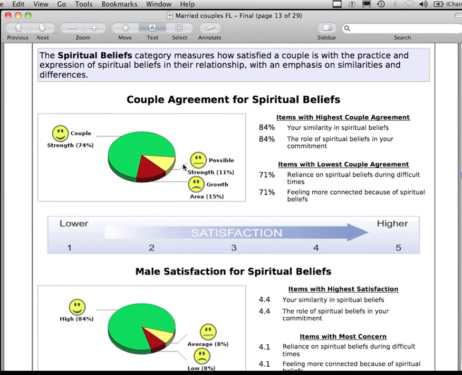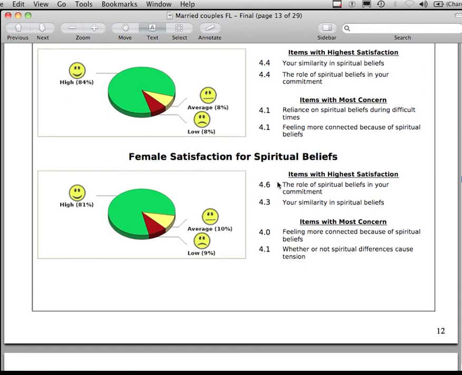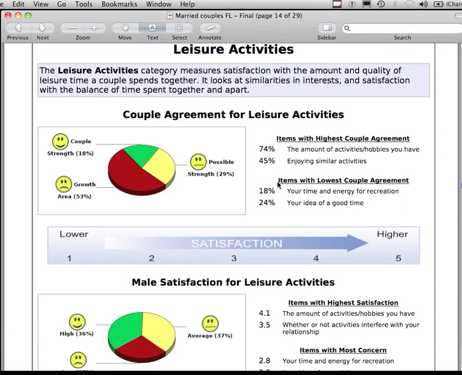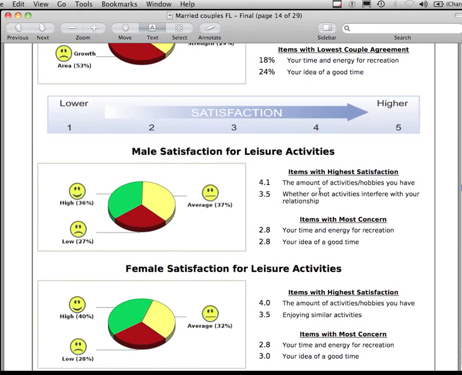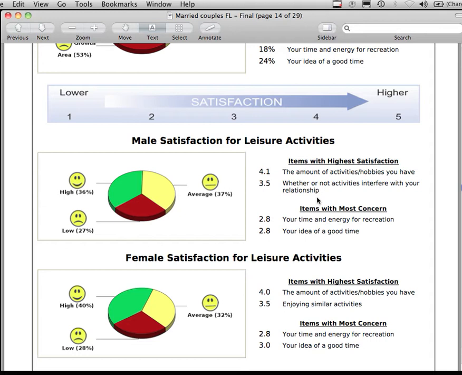Spiritual beliefs, again, we can see here they scored quite high on spiritual beliefs, lots of agreement, feeling pretty good about that area. Leisure activities is one that kind of sneaks in here. Their time and energy for recreation. Only 18% of the couples felt good about that. So these are busy, stressed couples who feel like they don't have much time for one another. Really, that's a snapshot of what's happening in our culture. And both the men and the women were saying, they have a different idea of what a good time looks like. So one of the challenges for couples is to find shared activities that they both enjoy.